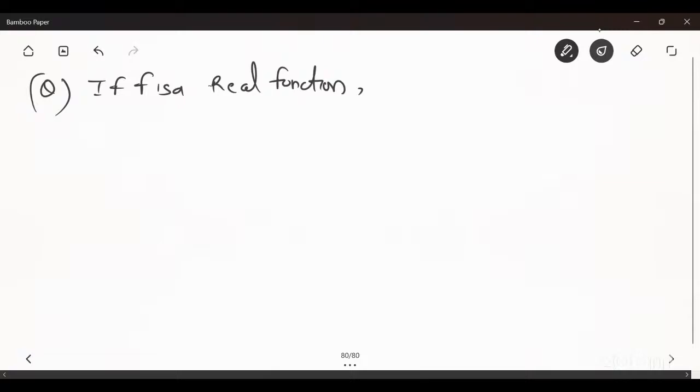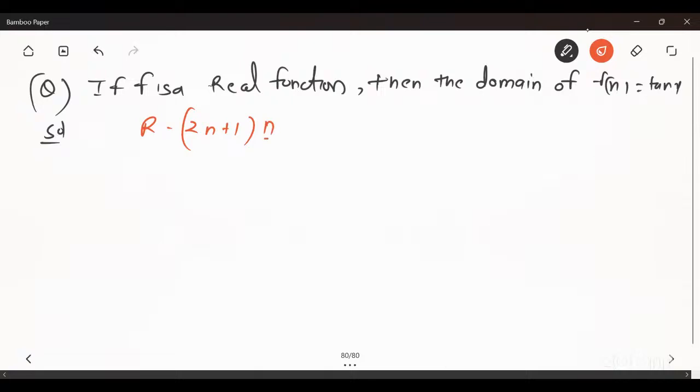then the domain of f(x) equal to tan x is? I have taught you in the trigonometry part that the domain of tan x is R minus (2n plus 1) pi by 2.